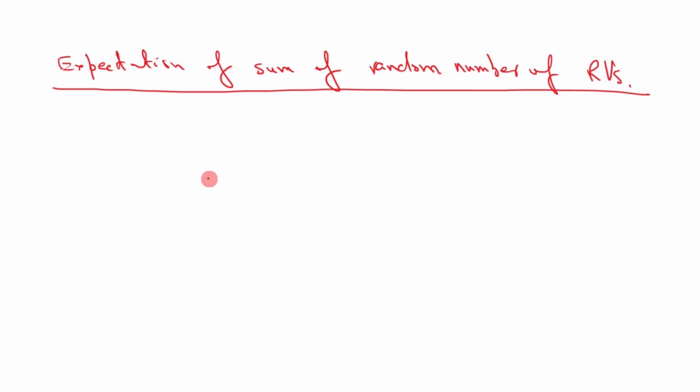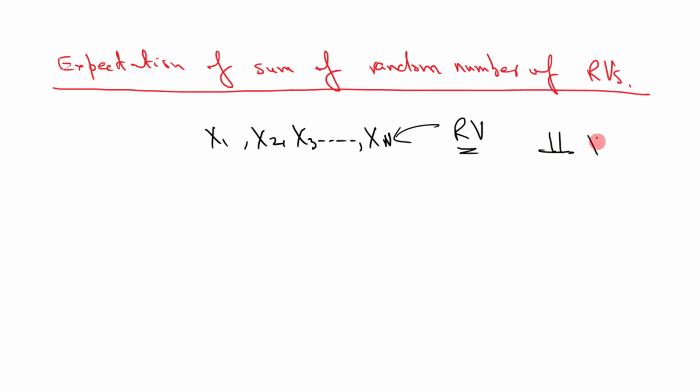So let's suppose we have random variables x1, x2, x3 and xn, but here this n is also a random variable and all these random variables and n are independent. I am using this symbol to represent independent random variables. So all x and n are independent. Moreover, all these x random variables are independent and identically distributed.